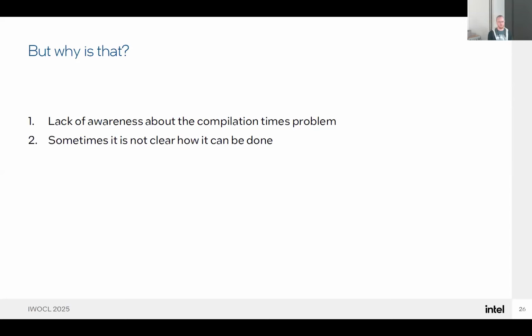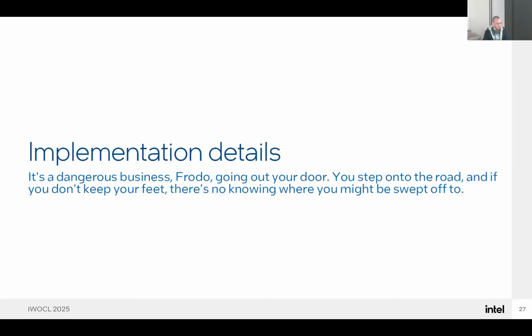And sometimes with extensions, it is not exactly clear how to do that. For example, previously we heard about default context extension. What it does is add a method into the context class. How do you outline a method in a separate header? It's unclear. So yeah, let's go also into some implementation details.